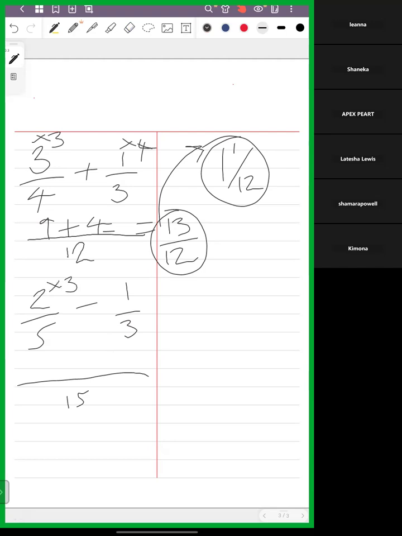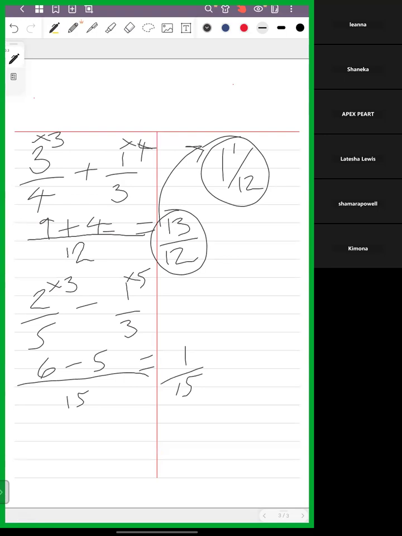And how many groups of 3 can we get from 15? That's going to be an amount of 5. So we're going to proceed now to multiply the numerators by the result. 2 times 3 is 6. And 1 times 5 is 5. So we have a final solution here of 6 minus 5 is 1. And that's going to be 1/15.